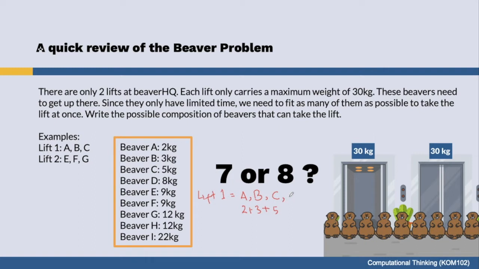Now let's move on to D. D is 8 kilogram. 18 is still less than 30. Now how about adding E? Beaver E is 9 kilogram. What do we have now? 10 plus 8 is 18, plus 9 is 27, right? And we cannot add F because if we add F, that will exceed 30. So this is for leaf 1, and then we consider leaf 2.